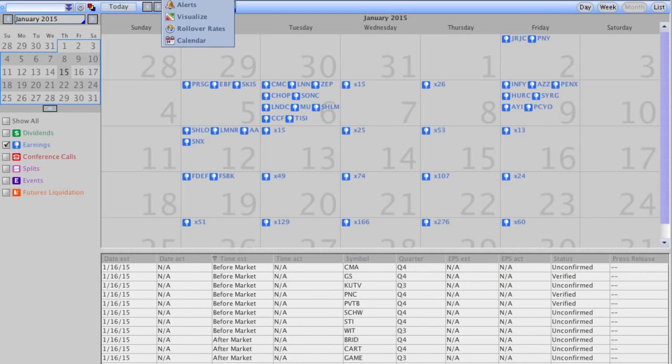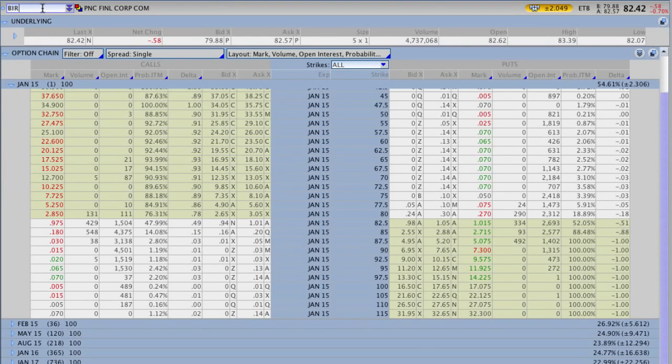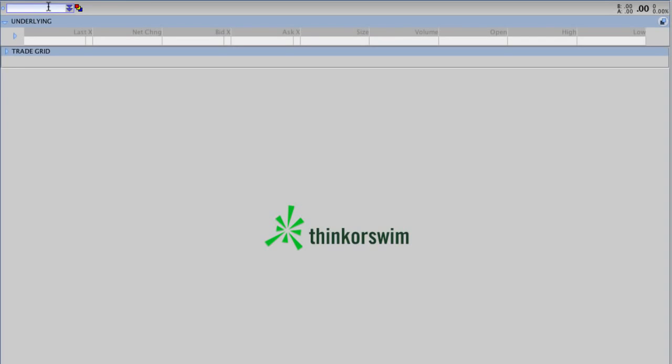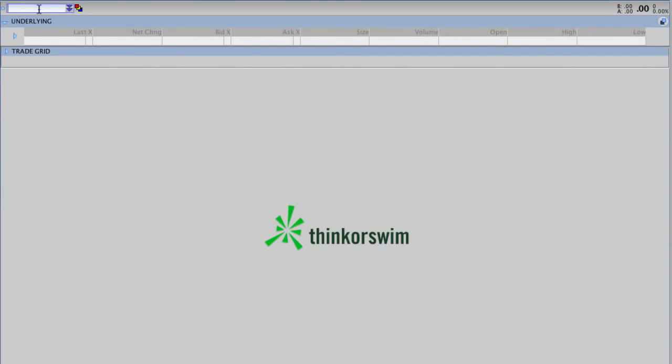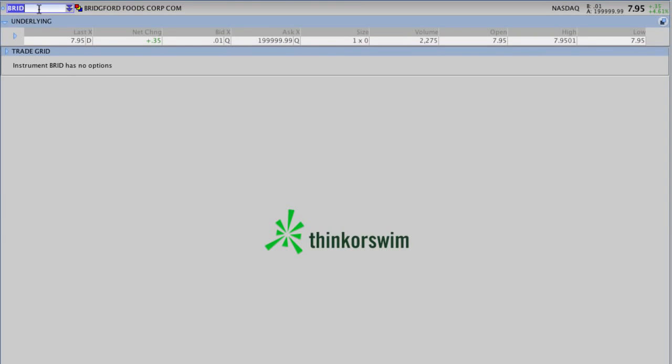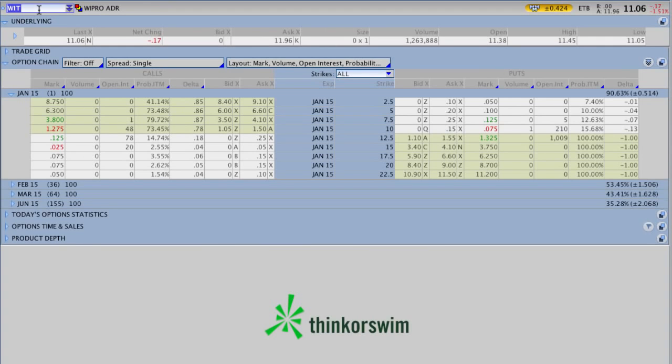Now, some of the other ones that are out there, I think one of the ones that we want to look at is BIRD, I believe. Oh, no, which one is it? Hold on one second. It's BRID. Oh, or WIT. Okay, this is another one that has earnings. I'm sorry, it was WIT. So this is another one that has earnings that are being announced tomorrow.